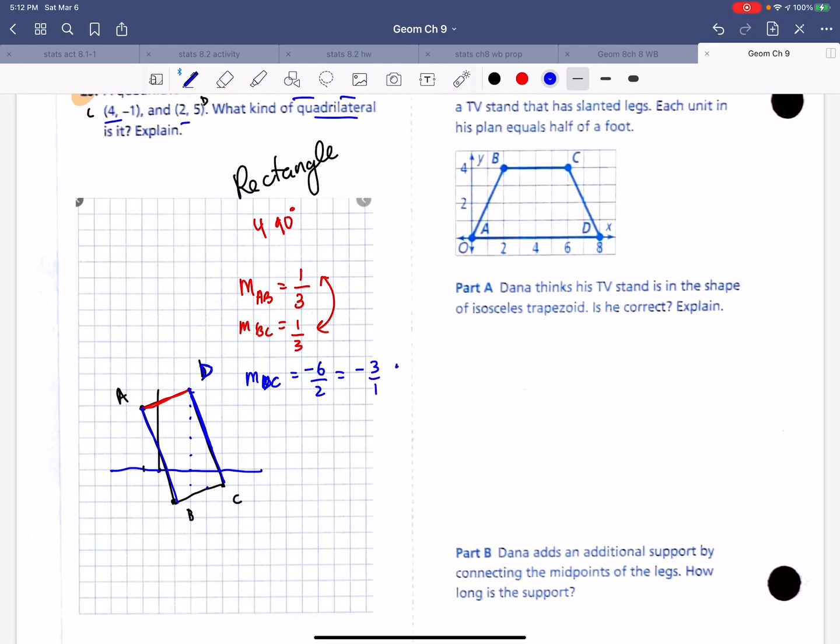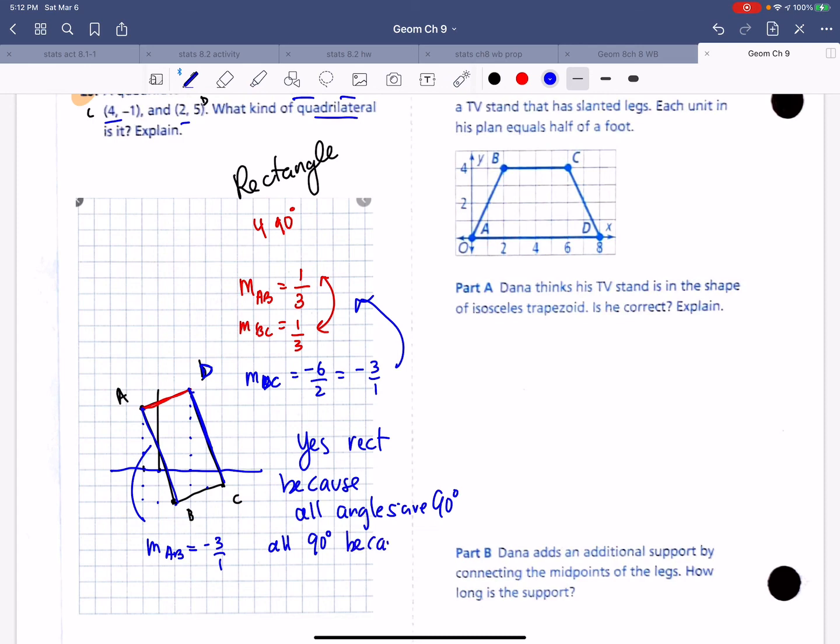So what do you know? Those really are opposite reciprocals. Let's just confirm with this one. 1, 2, 3, 4, 5, 6, 1, 2. Yep, the slope of AB is -3 over 1. So yes, this is a rectangle because all angles are 90, and all angles are 90 because all the slopes of all the lines are opposite reciprocals.